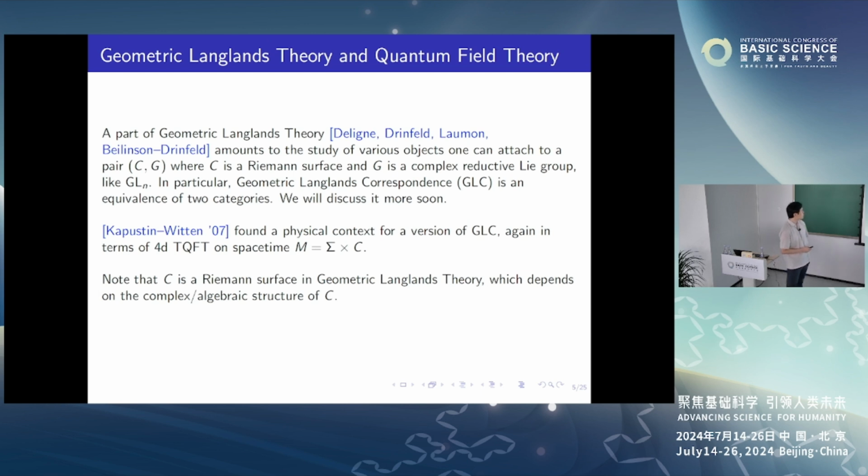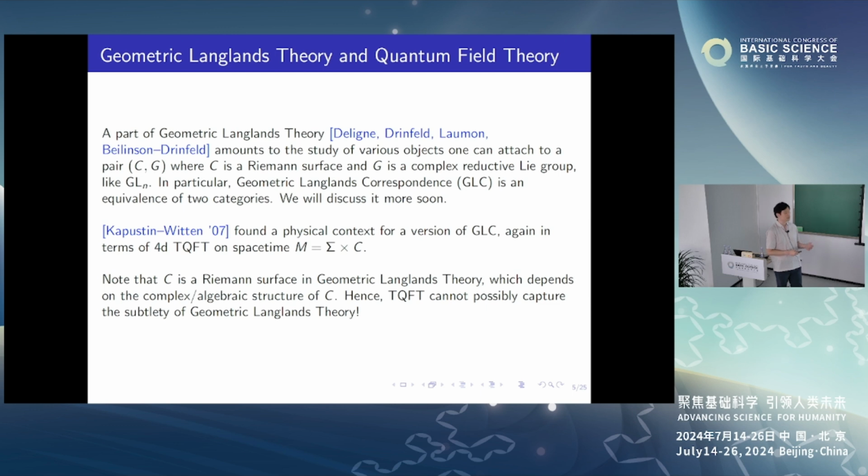But one thing I want to point out here is that this is a Riemann surface or algebraic curve. So it depends on the complex or algebraic structure of your space-time. Whereas a TQFT, a topological quantum field theory, depends essentially only on the topology of your space-time. So whatever proposal you may consider out of this is just not going to capture the subtle part of the Langlands theory.